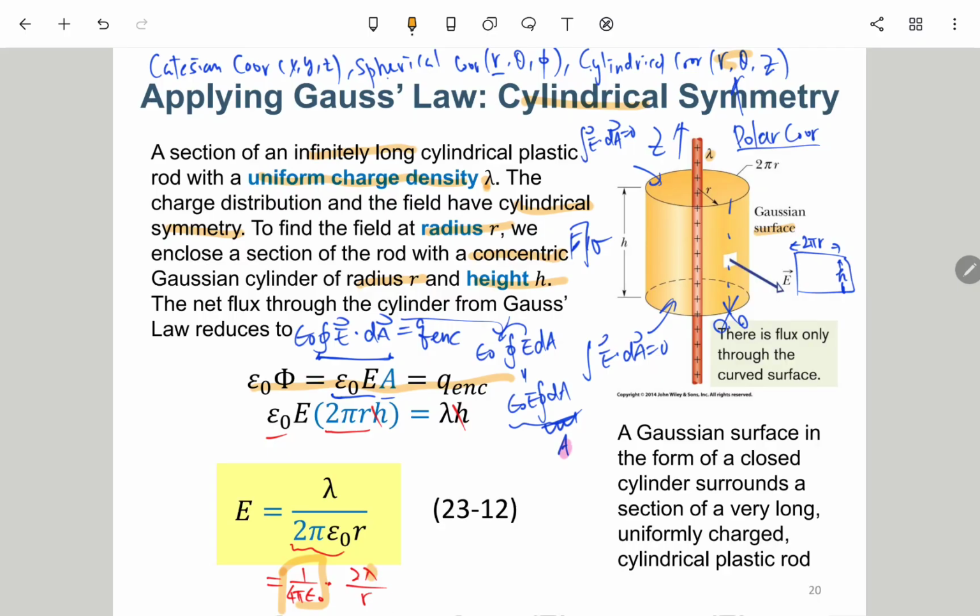And then it is inversely proportional to r, which means that the farther away from the rod, the E field will decrease. So it totally makes sense.